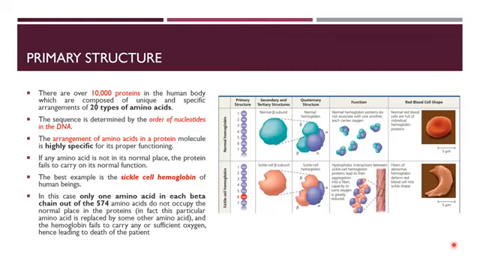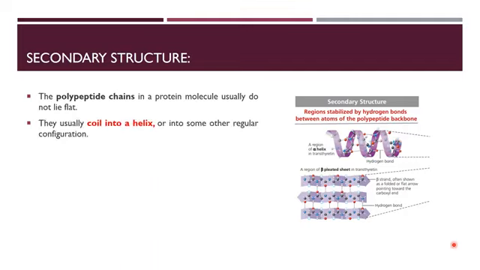Now the secondary structure. The polypeptide chain coils into a helix. You can see here, the primary chain is going to be coiled into the helical structure, and this one is known as the alpha helix. Now, the beta pleated sheet. This one is formed by the folding back of this alpha helix.